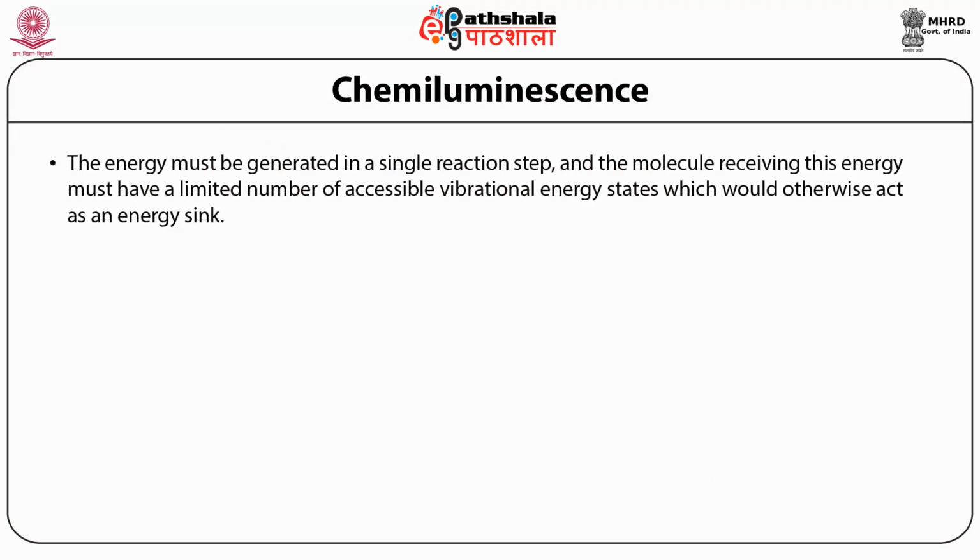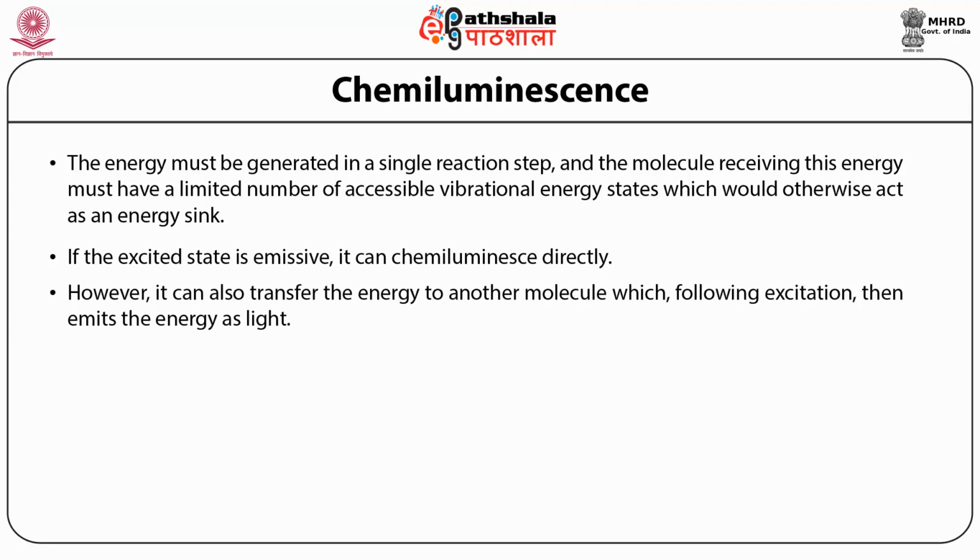The energy must be generated in a single reaction step, and the molecule receiving this energy must have a limited number of accessible vibrational energy states, which would otherwise act as an energy sink. That means if it has a number of vibrational energy levels, it will lose small packets of energy rather than giving it in the form of light. If the excited state is emissive, it can be chemiluminescent directly. However, it can also transfer the energy to another molecule which, following excitation, then emits the energy as light.